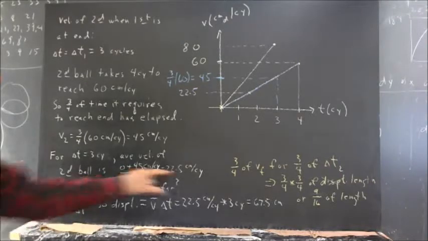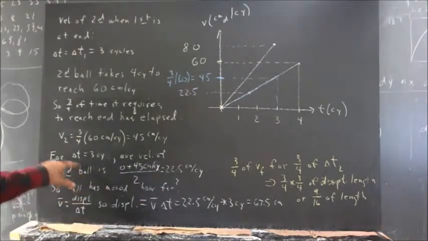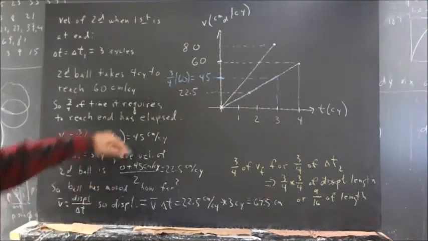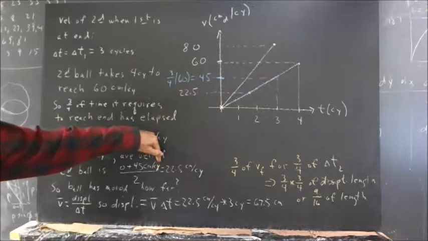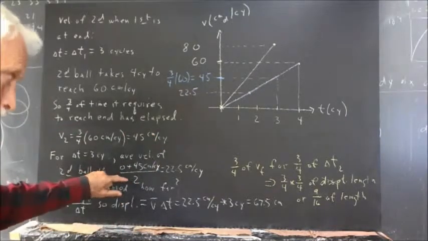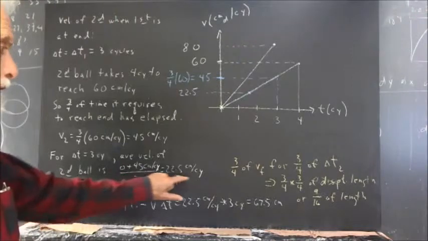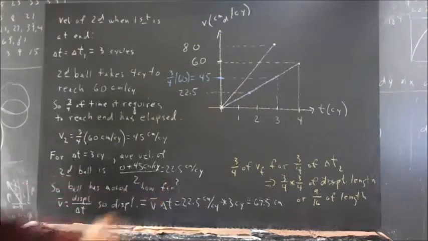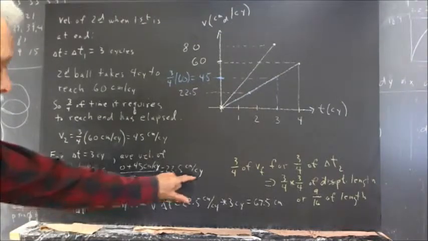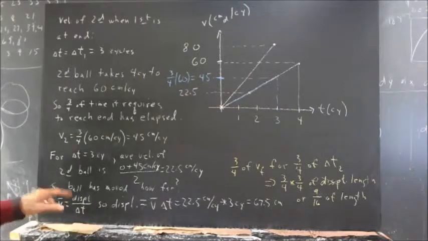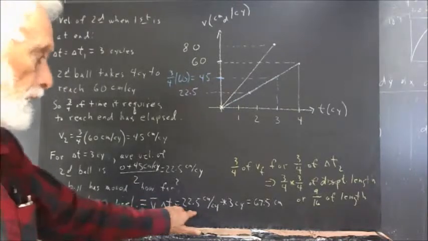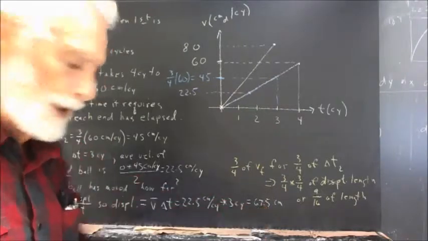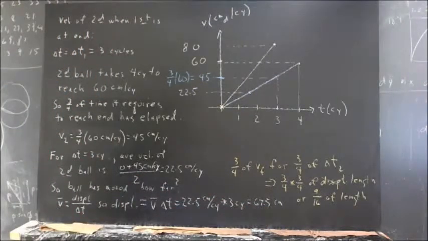We multiply that average velocity. Of course, I calculated it here. For delta t of 3 cycles, the average velocity of the second ball is 0, plus the 45 centimeters per cycle velocity it's gained, and you divide that by 2 to average them, and you get 22.5 centimeters per cycle. So how far has the ball moved? Well, it's moved at this average velocity for 3 cycles. So we multiply its average velocity, 22.5 centimeters per cycle, by its 3 cycles, and we get 67.5 centimeters.